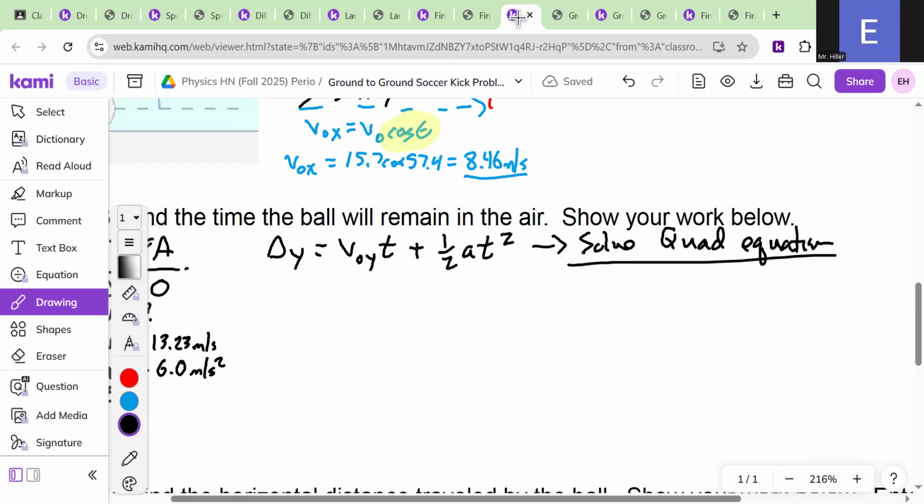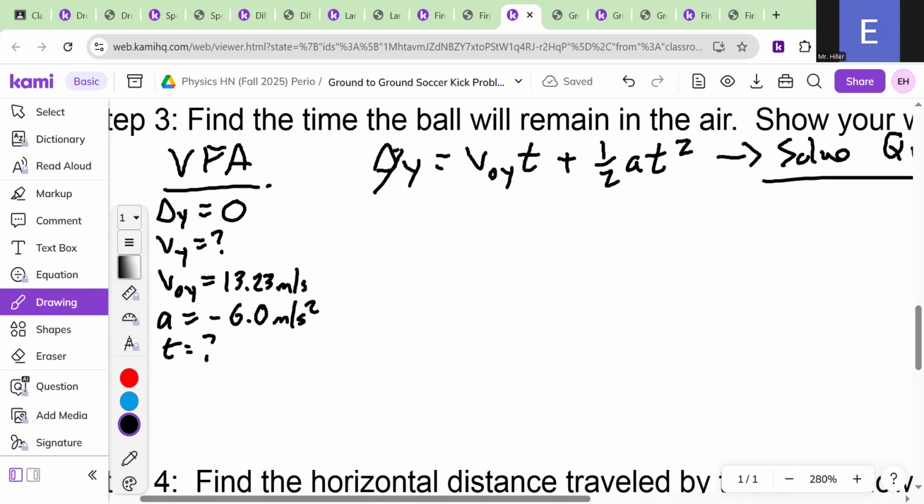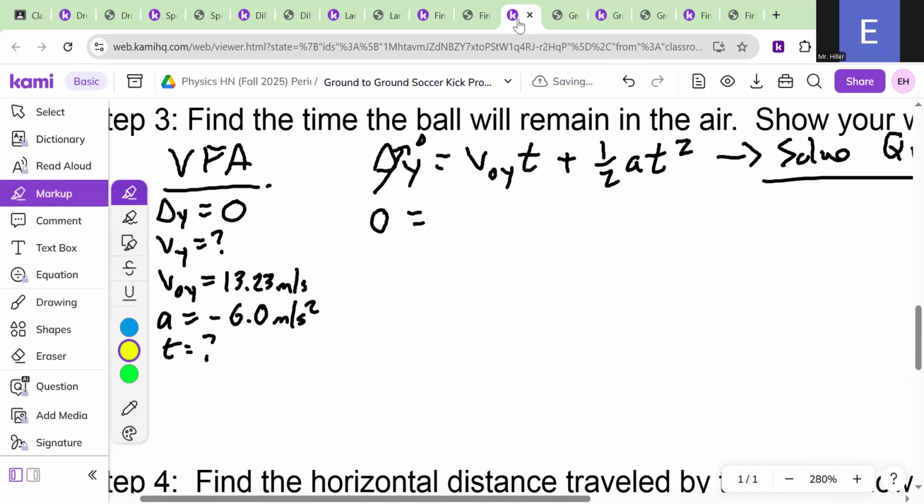All right. How do we do that? Well, first things first, delta y, that is 0. So I'm going to put 0 equals. Now, this time I am going to substitute.